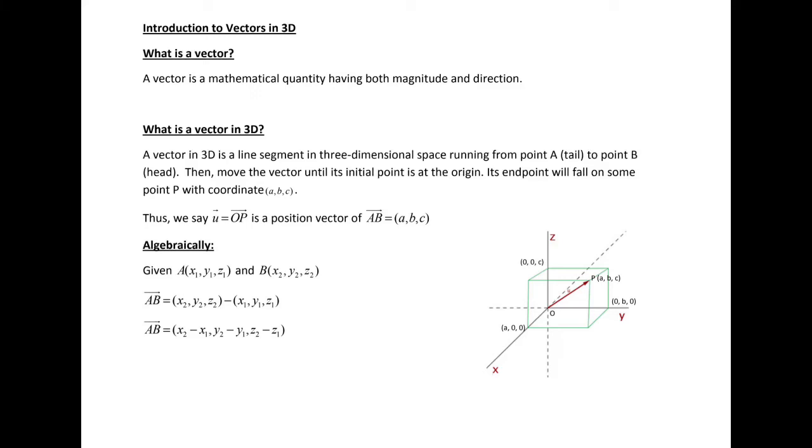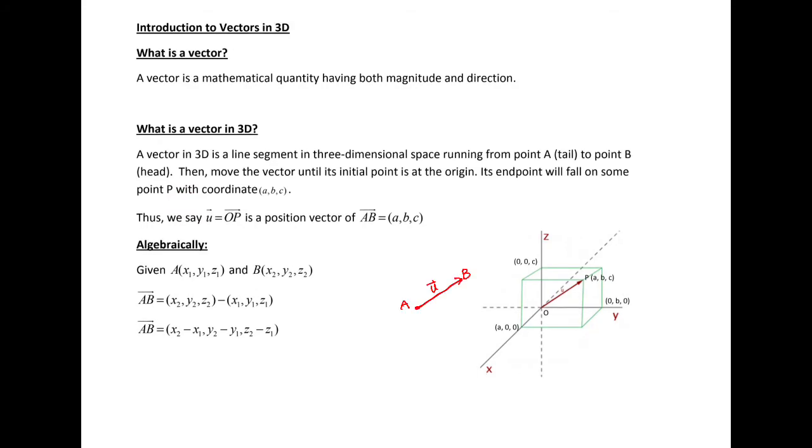This lesson is an introduction to vectors in 3 dimensions. We know a vector is a mathematical quantity having both magnitude and direction. So a vector in 3 dimensions is a line segment in 3-dimensional space running from point A, which is the tail, to point B, which is the head. Then we move the vector until its initial point, the tail, is at the origin. Its endpoint, the head, will fall on some point P with coordinates (a, b, c).